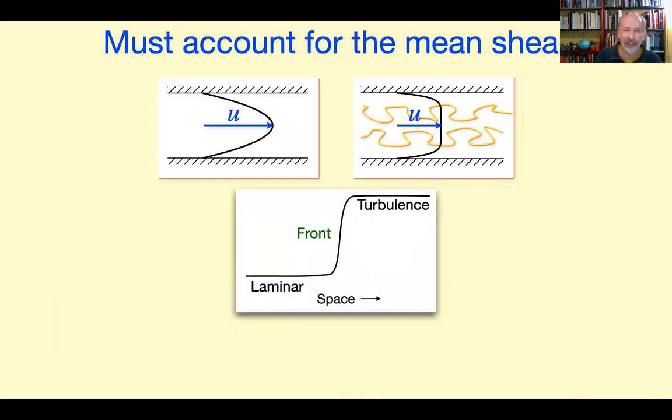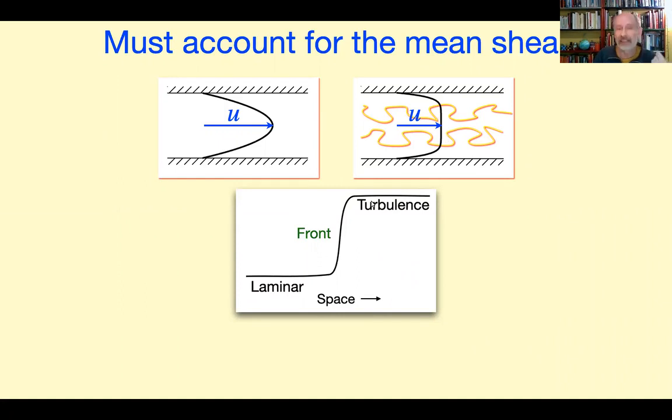Okay, so I think I've gotten that idea across. So the thing is that we must account for this. We must account for the mean shear in our description. So we have two equilibria. What I wanted to tell you is that we have two equilibria. We have a laminar state, and we have a turbulent state. We have fronts between those.